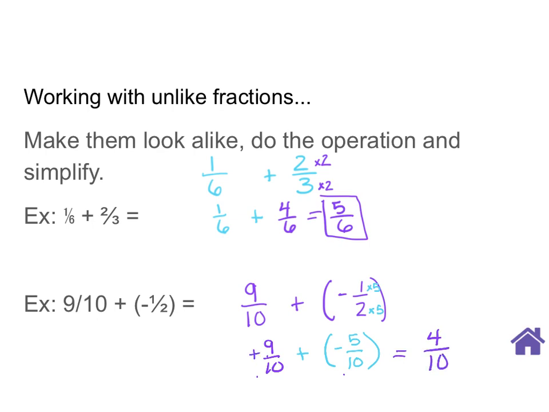Now, I have +9 and -5. I have more positives than negatives, so my answer is going to be positive. So I don't need to change anything here.